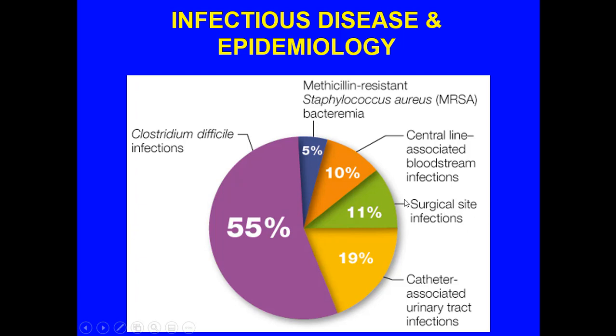Sometimes these infections, not a lot, but still potentially present, at 11% is the surgical site of where you have the infection. Others are the central line associated bloodstream infections. Central line associated, translated, means you have indwelling venous catheters, things like that. And also we have MRSA bacteremia.